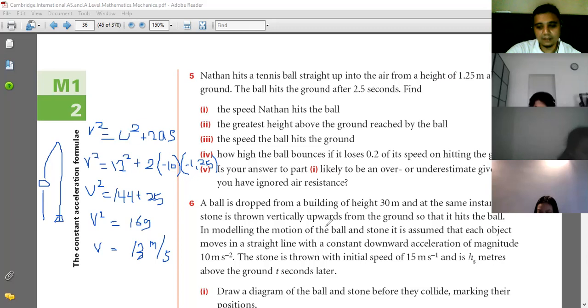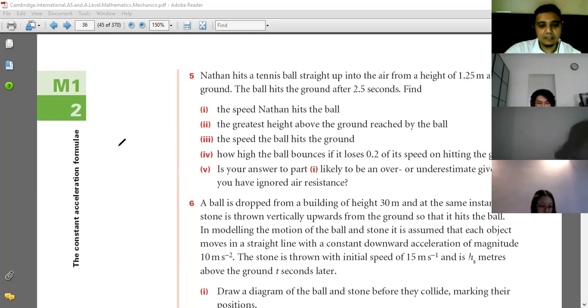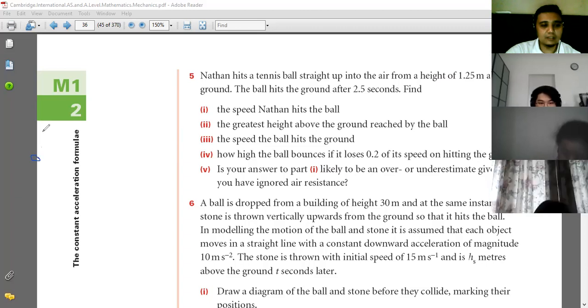Okay, I continue. Number 4: how high does the ball bounce if it loses 0.2 of its speed on hitting the ground? If we illustrate it, the ball is hitting the ground, and when it hits the ground, it bounces back again, but it loses 0.2 of its speed. Now the question is how high is it after bouncing the first time from the ground.